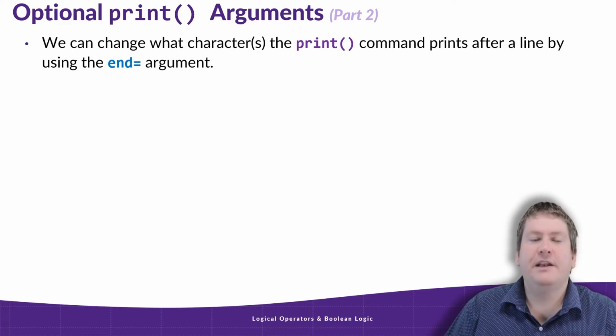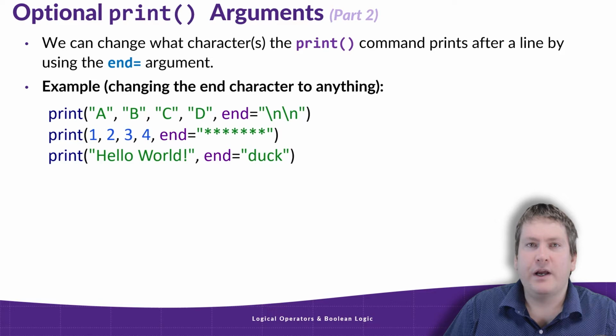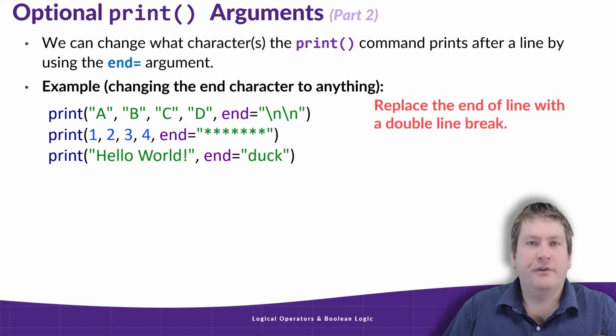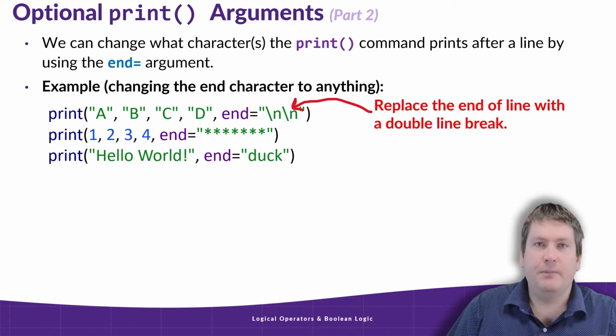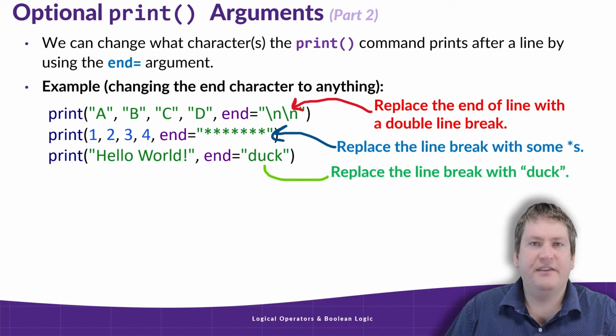And again, we're not limited to just spaces and line breaks. We can do more interesting things. So in this first one here, we're now putting a double line break. This one, we're going to put out a bunch of asterisks. And this last one, we're going to replace the line break with duck. So what kind of output do you think this is going to have? Pause the video, and once you think you have an answer, unpause.